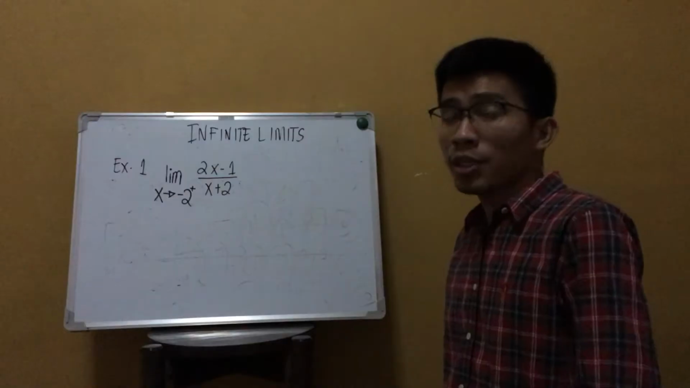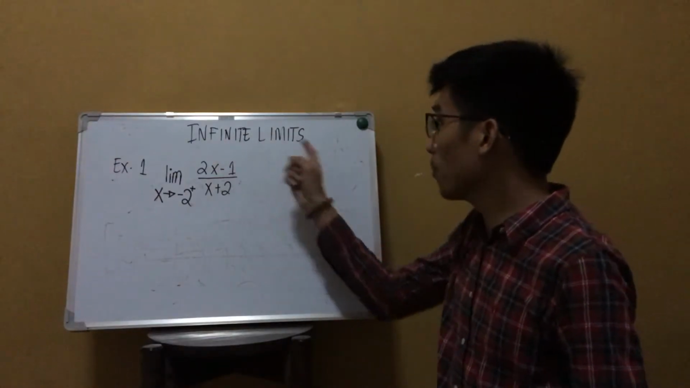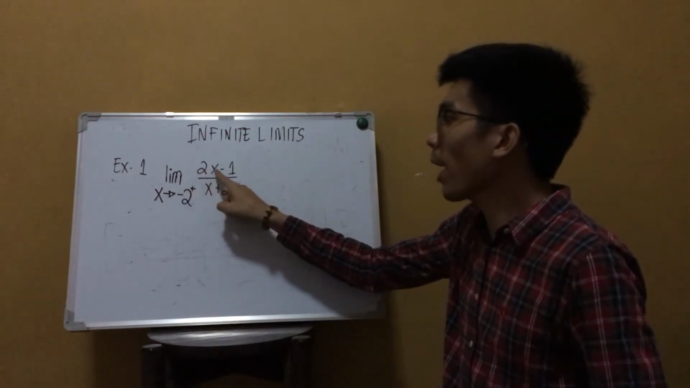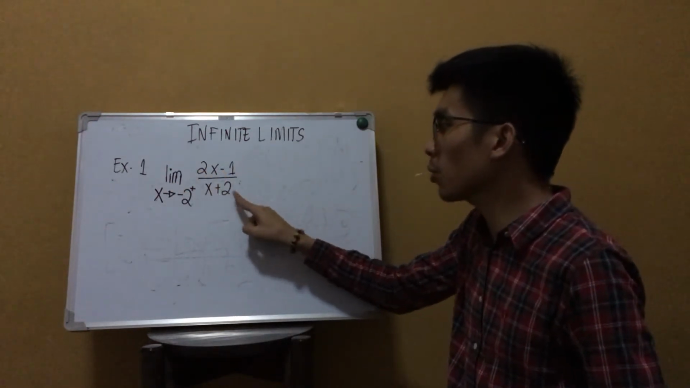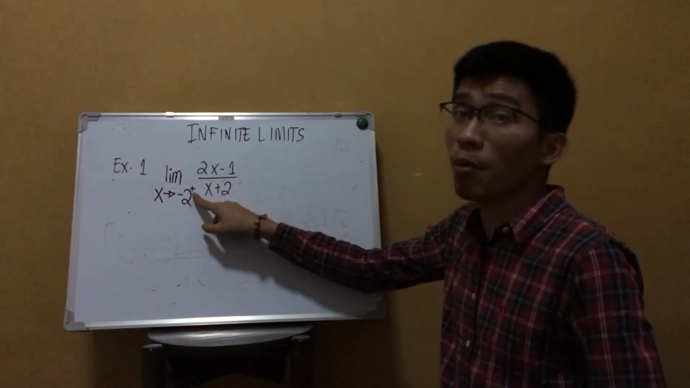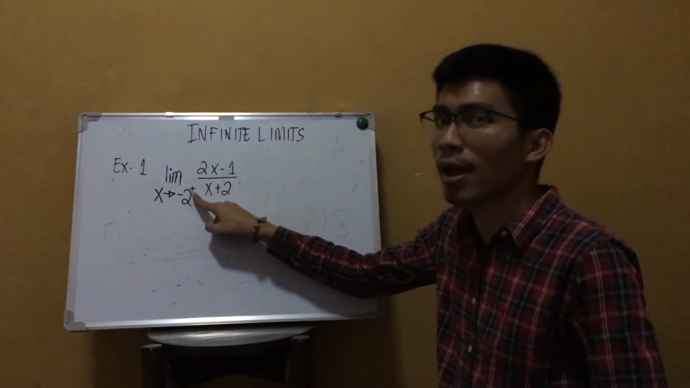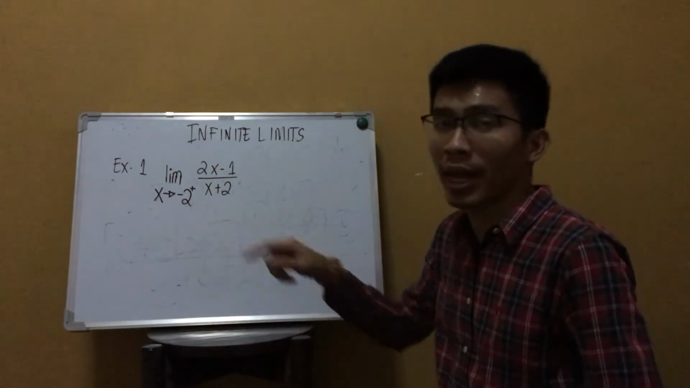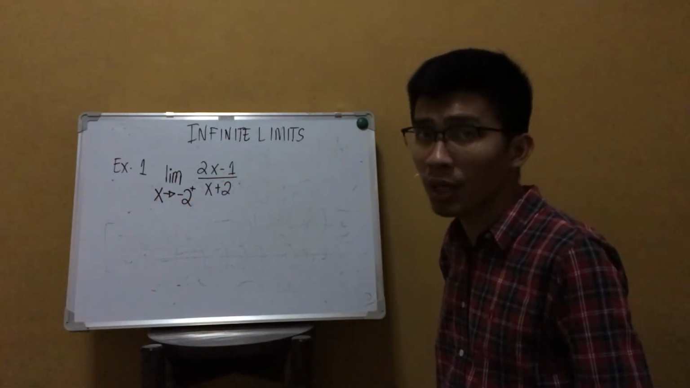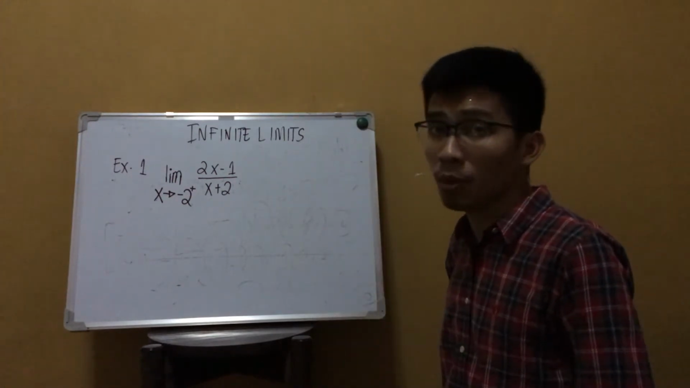That's great! Let's try to solve problems involving infinite limits. For example, number 1: the limit of (2x minus 1) over (x plus 2) as x approaches negative 2 from the right. As you can observe, at the top of negative 2 we have a positive sign. It means to the right of negative 2. How are we going to solve this kind of problem? Let's follow these simple rules.